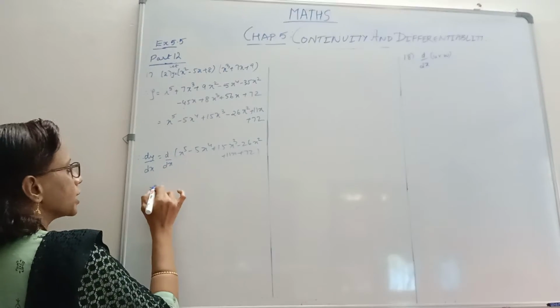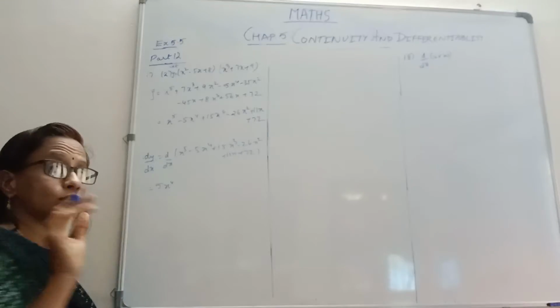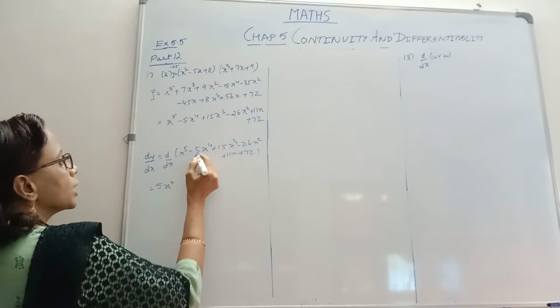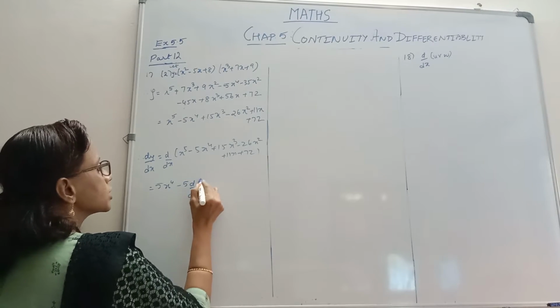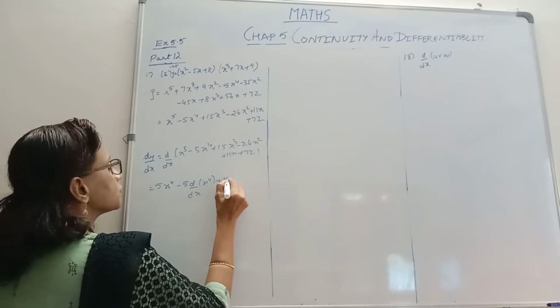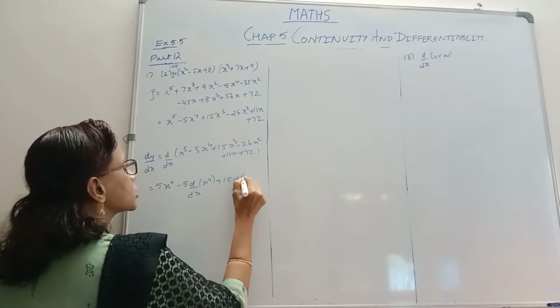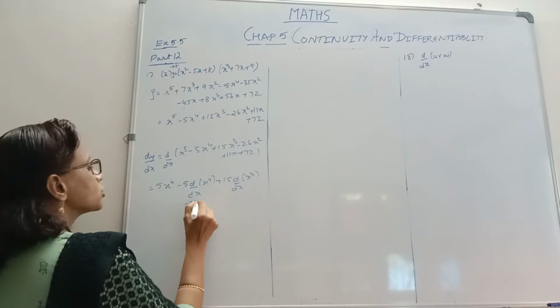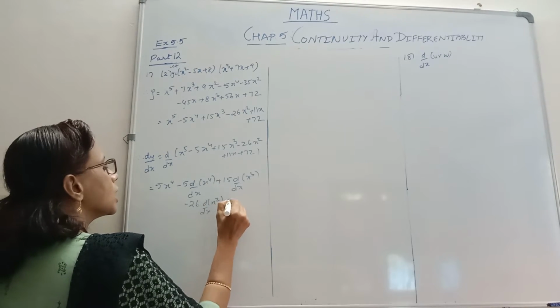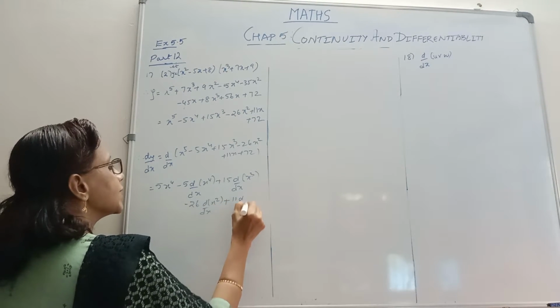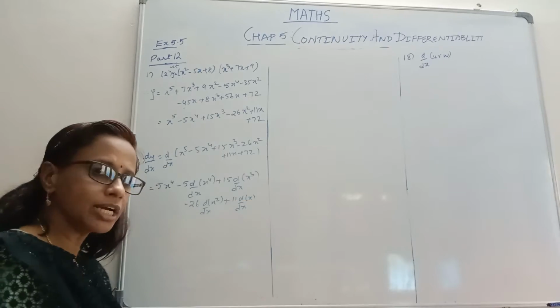Derivative of x raised to 5, we know is 5x raised to 4, because d by dx of x raised to n is nx raised to n minus 1. Now this is 5 into derivative of x raised to 4. Here it is 15 into derivative of x cubed, minus 26 into derivative of x squared, 11 into derivative of x, and 72 because it's a number doesn't have a derivative.